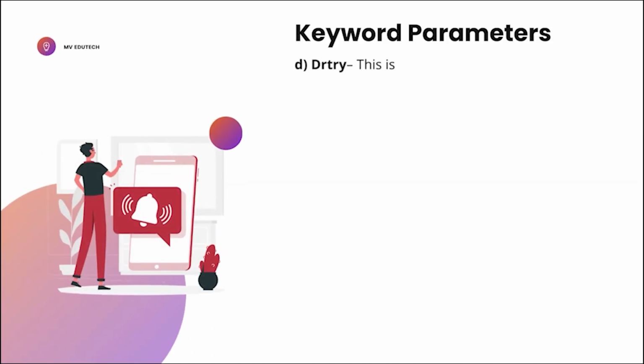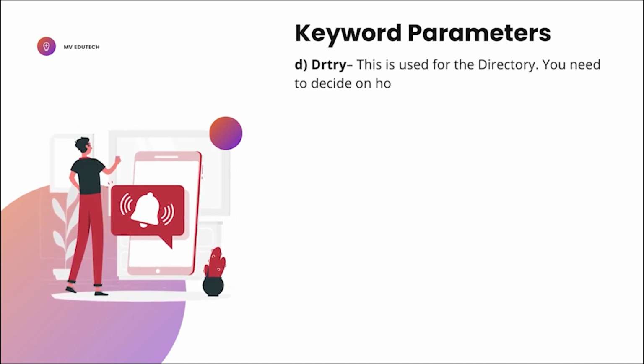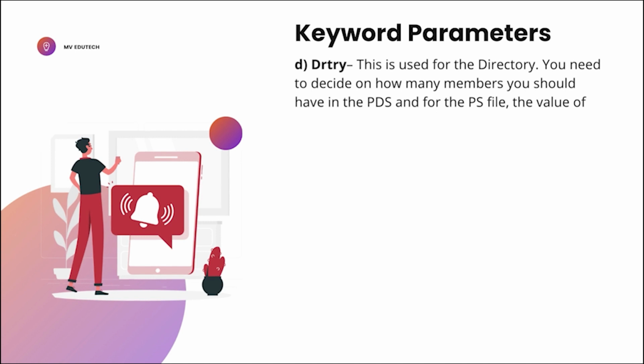D. DIRECTORY, this is used for the directory. You need to decide on how many members you should have in the PDS, and for the PS file, the value of the directory is always 0.